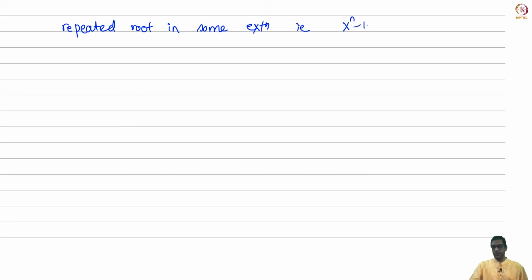That is, x to the n minus 1, thought of as an element of Fp[x], is not separable. Why is that? Because there is a v bar squared on the right hand side. So if you go to some extension in which v bar has a root, then that root will occur twice on the right hand side. But this is a contradiction. Why?